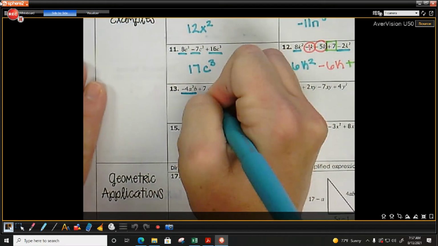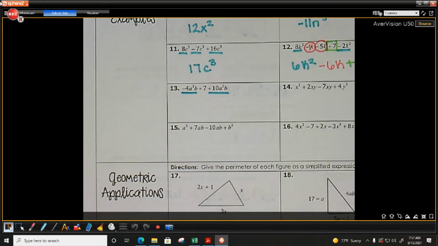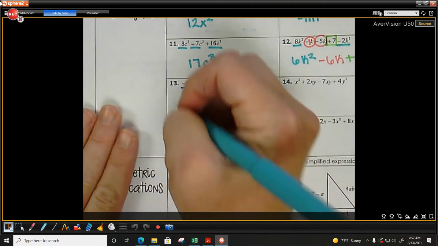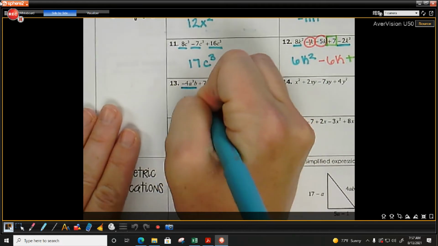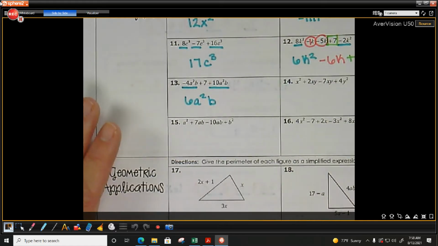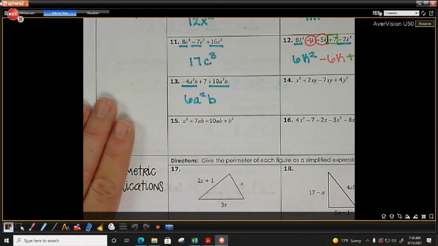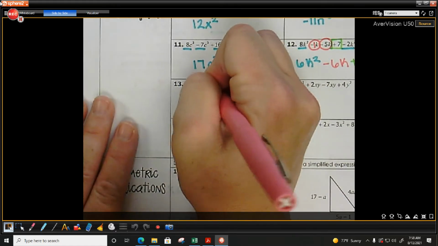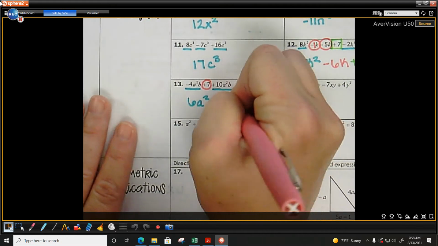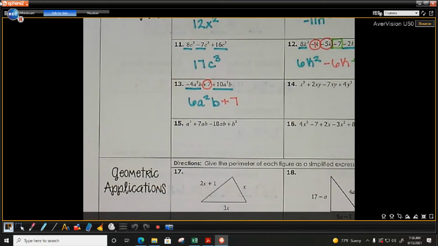Very good, the plus 10a squared b. So it's negative 4 plus 10. And we keep our a squared b. And then I have my plus 7. Okay.